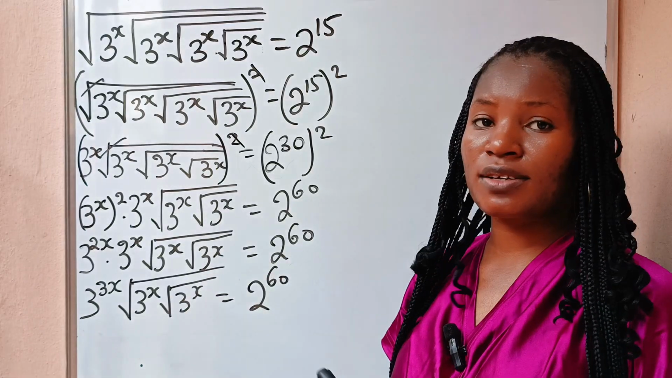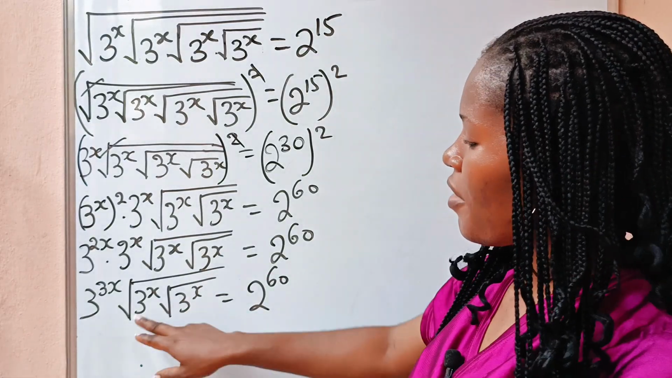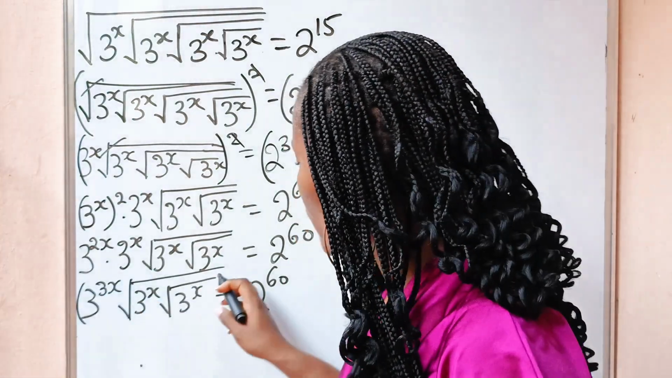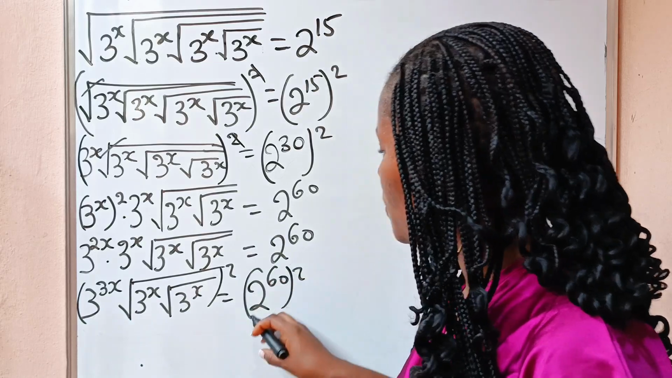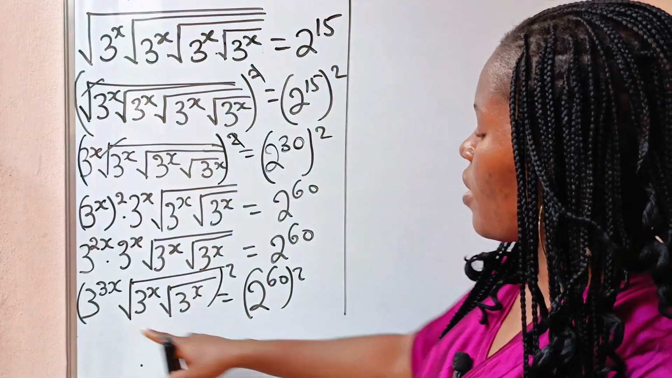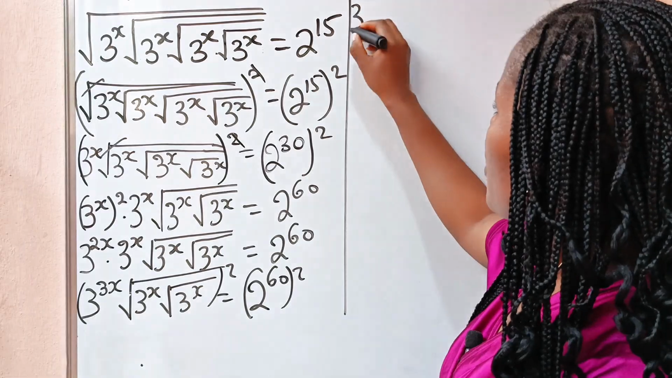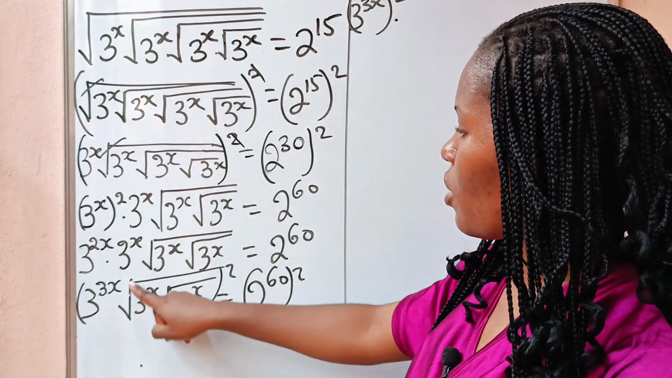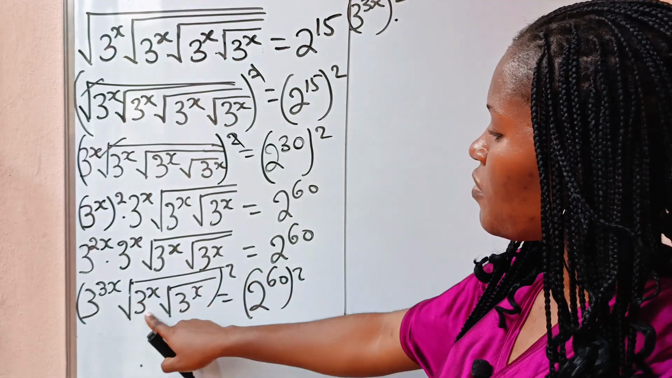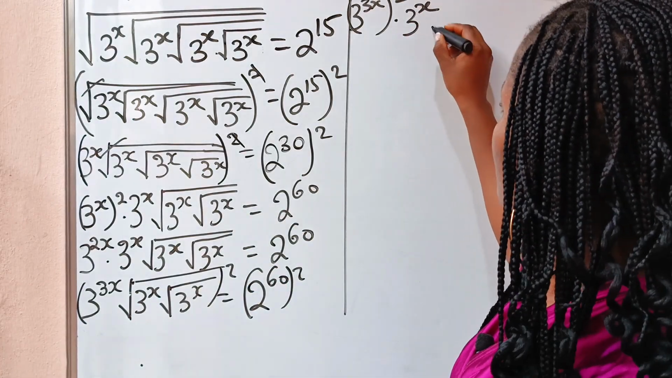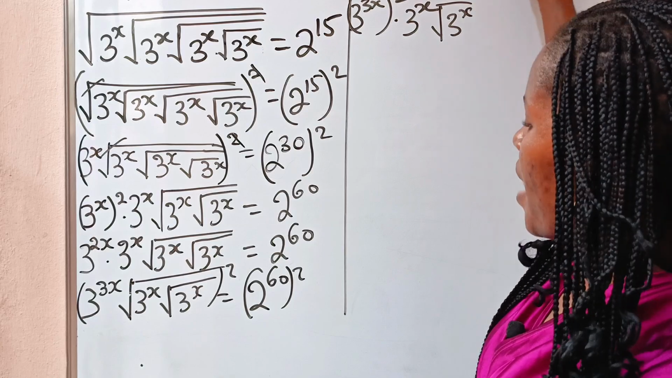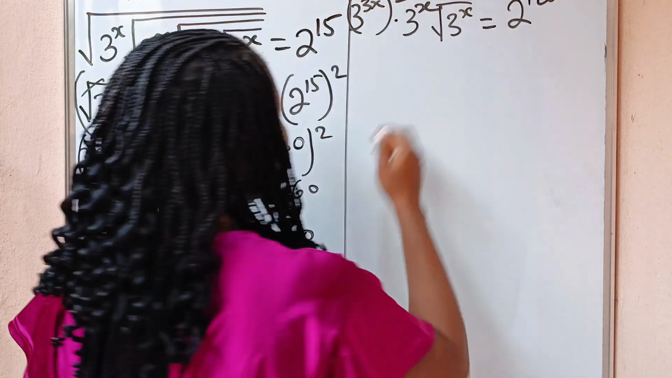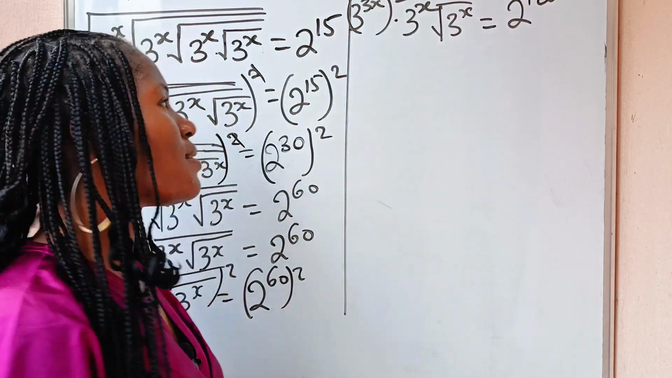Now let's square both sides of this equation again. We keep squaring until we have successfully removed all the square root signs. So let us square both sides. Here we are going to have 3 to the power of 3x, squared, multiplied by, now the whole of this we cancel this, so we are left with 3 to the power of x. So we are getting there. 60 times 2 will give us 120. Now notice that we just have one root remaining, so we are getting there.